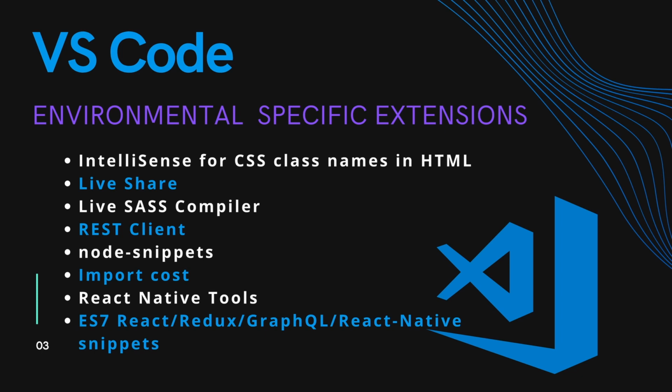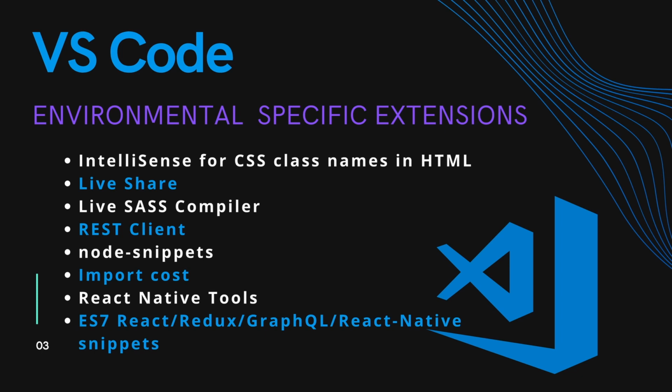Now, REST Client is exceptionally good for APIs. We also have a separate video on that one. And for snippets, well, if you're working in Node, Import Cost will show you how much space your JavaScript imports are taking up. React Native Tools, if you're working in a React Native environment. And also ES7 React, Redux, GraphQL, React Native snippets. These are exceptionally good when you're working in React.